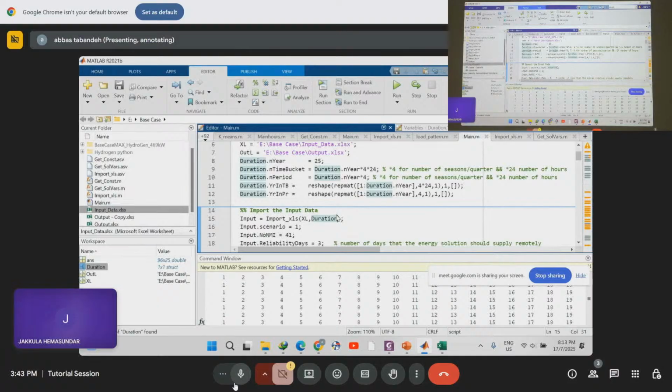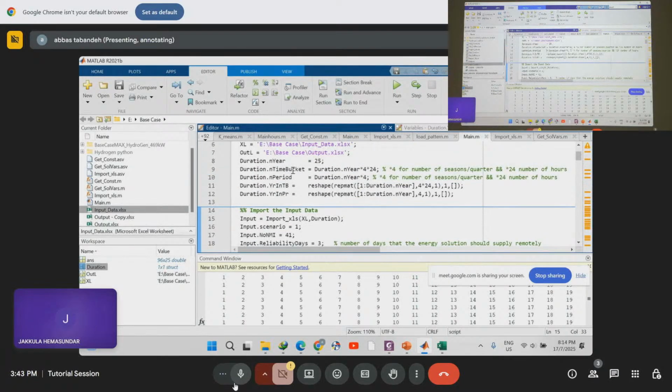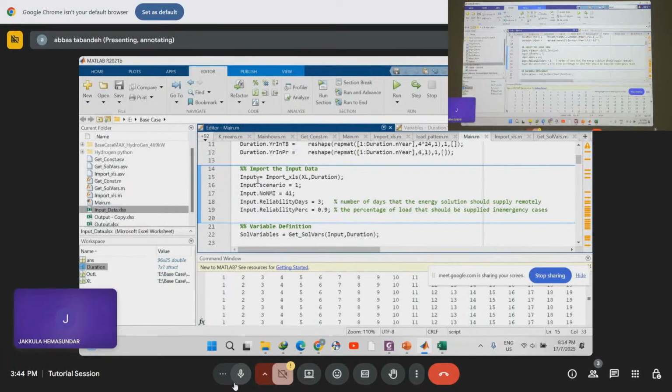Maybe you can use different ways or more efficient ways to do the programming. So now that we define the input directory, output directory, we have defined some parameters, and at the moment we need to import the input data.